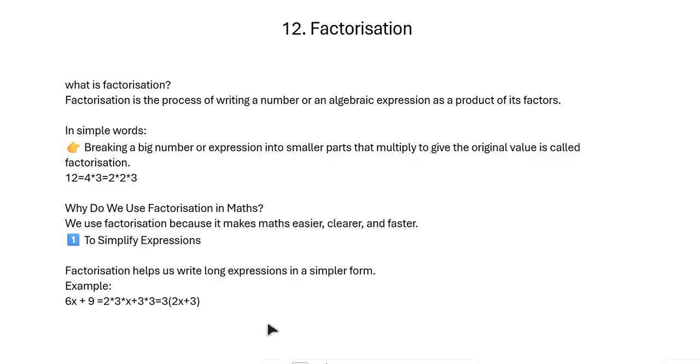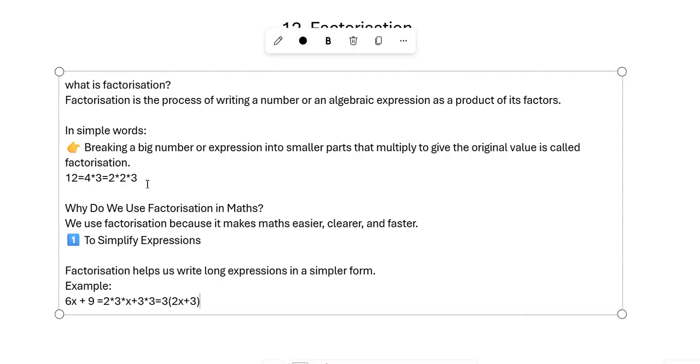Okay, students, do you know what is factorization? Factorization is a process of writing a number or algebraic expression as a product of its factors. In simple words, breaking down a number or algebraic expression into a simple form. For example, if you take the number 12, we can write it as 4 into 3, and further we can break it down as 2 into 2 into 3.